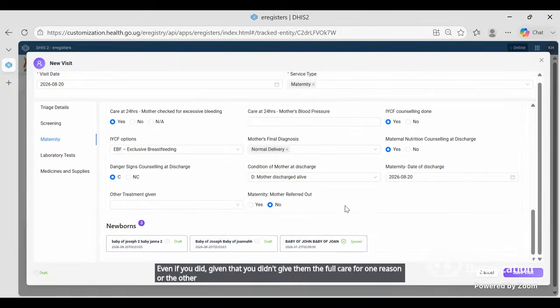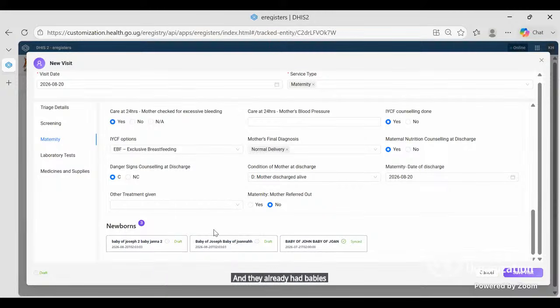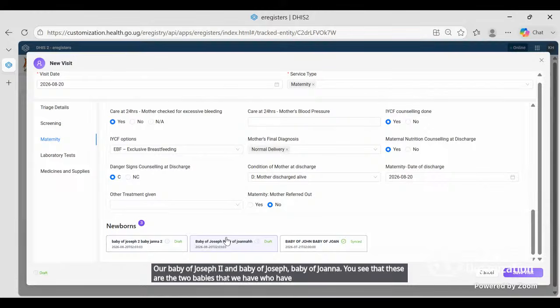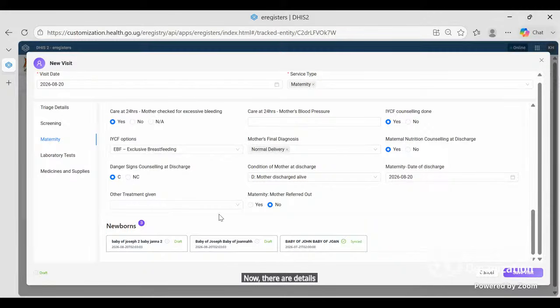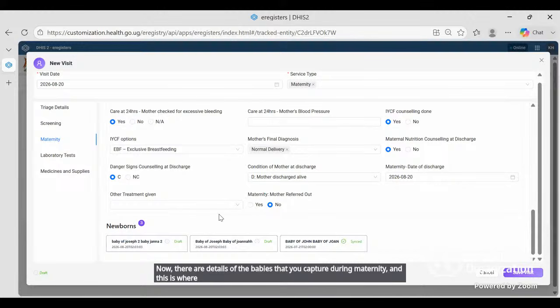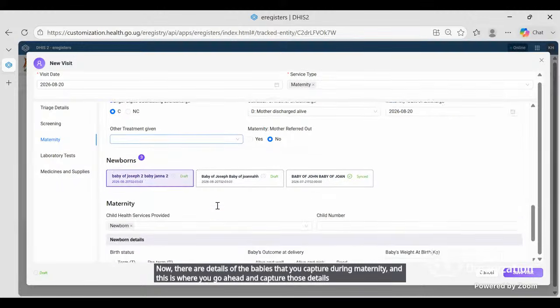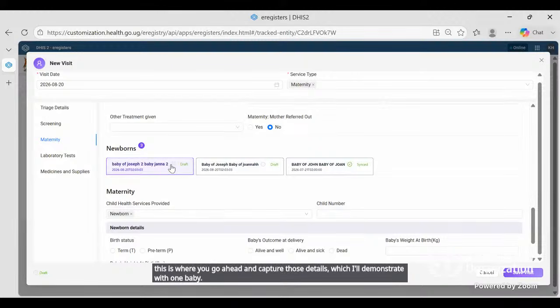Now you'll see I used the mother who was already in the system and they already had babies. But for now, let us just focus on this baby, our baby of Joseph 2 and baby of Joanna. You see that these are the two babies that we have who have been registered on the system. Now, there are details of the babies that you capture during maternity. And this is where you go ahead and capture those details. We shall demonstrate with one baby. Let us assume we are working now on this baby.